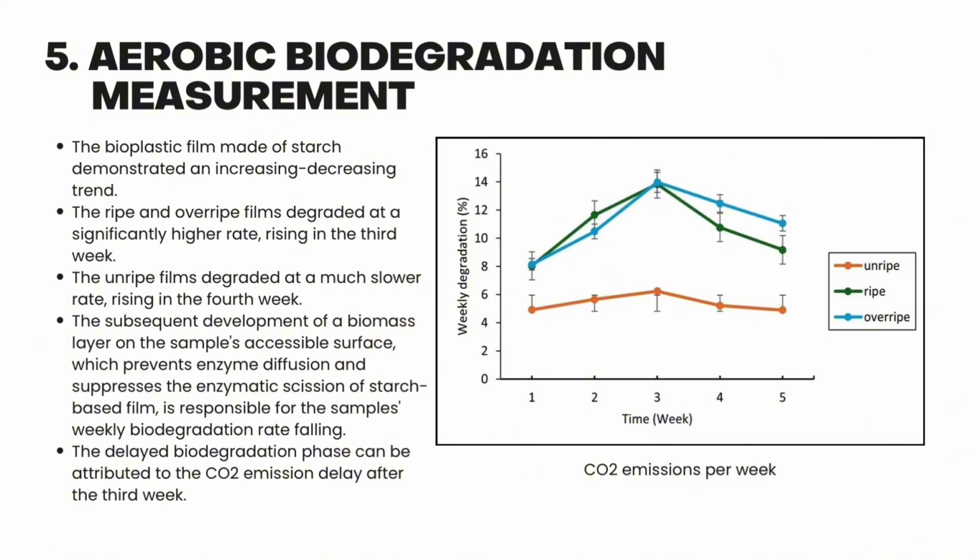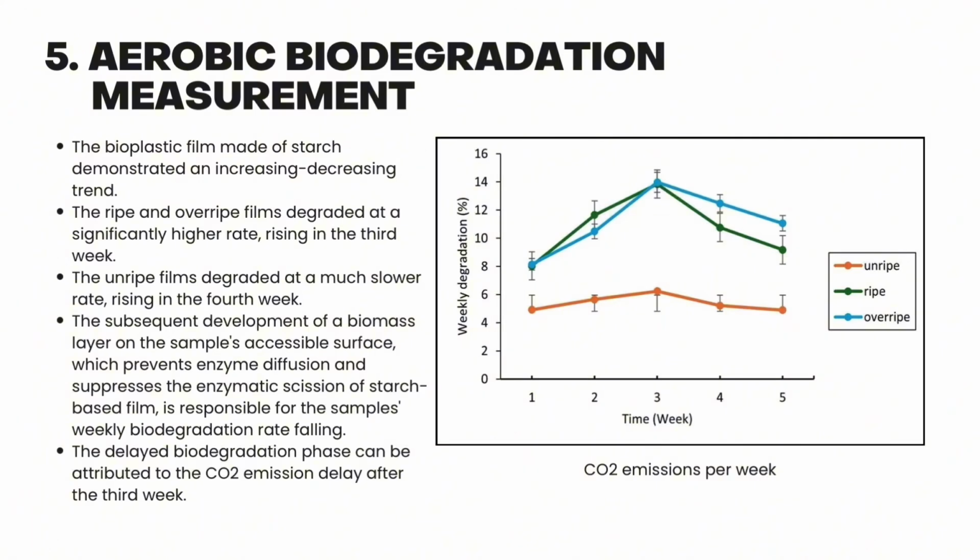On the other hand, the unripe films degraded at a much slower rate. It wasn't until the fourth week that we saw a noticeable increase in the breakdown of these films. The lower sugar content in unripe films likely contributed to this lower rate of degradation, as microbes had a harder time accessing the nutrients. One factor contributing to the reduction in biodegradation rates over time is the development of a biomass layer on the surface of the samples.